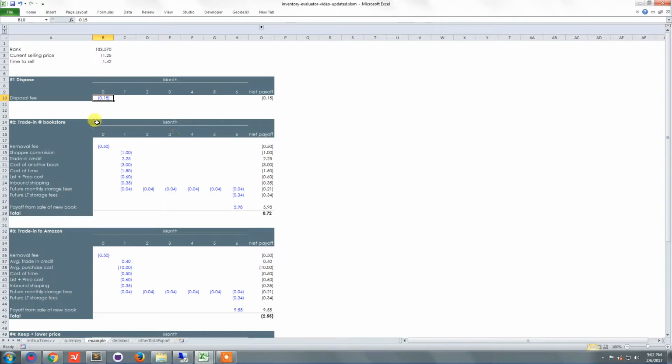If we dispose of this item, that's our first option here. This is what the cash flow schedule looks like, and this is how the spreadsheet is calculating your net payoff. There's a disposal fee that's going to happen up front. You're going to pay 15 cents, and that's it. That's the entirety of all the cash flows. This is the most simple alternative. You just pay the 15 cents up front and that's your net payoff.